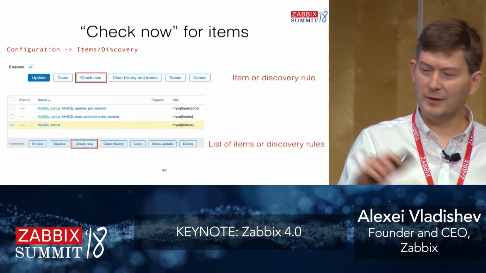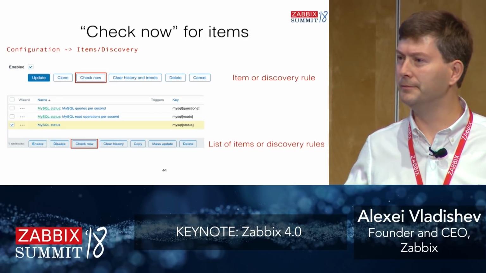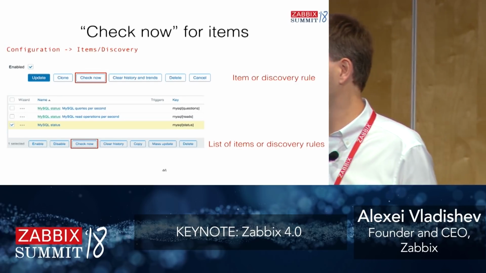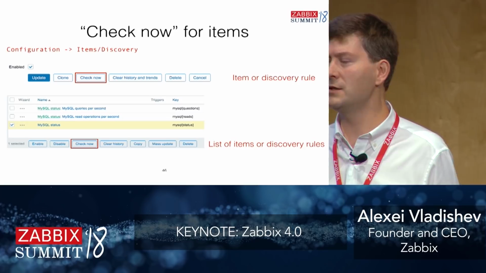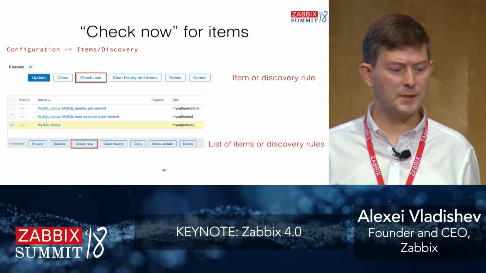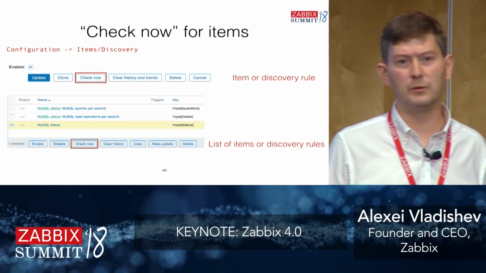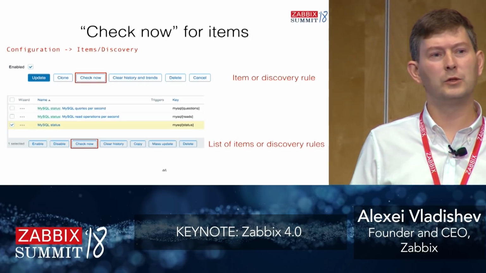For example, if you have a low-level discovery rule which is supposed to be executed, say, once per day, you have this rule, but now you want to execute it right now. That will work absolutely fine. So we are still trying to find a way to support the check now button in most possible use cases, but there are some technical limitations which are hard to avoid at this moment.